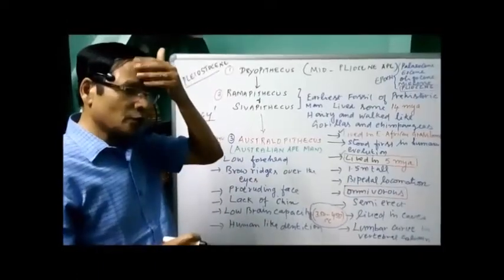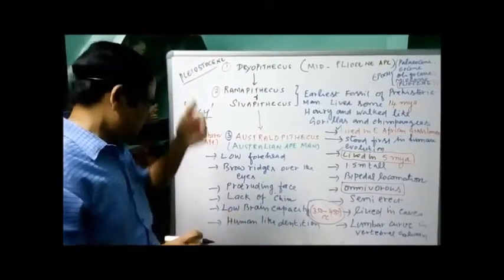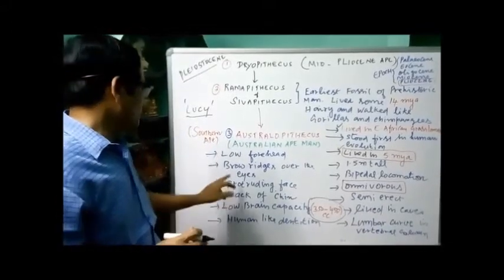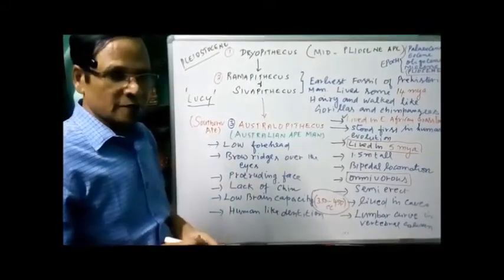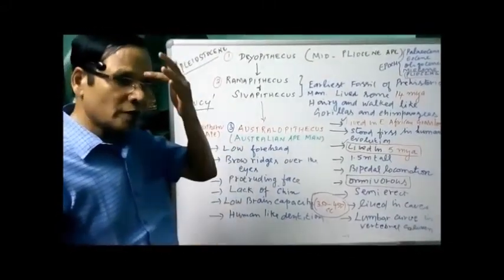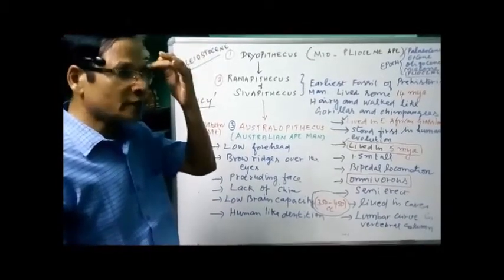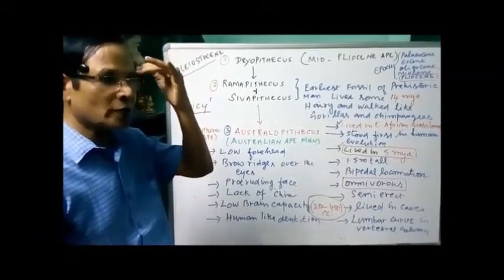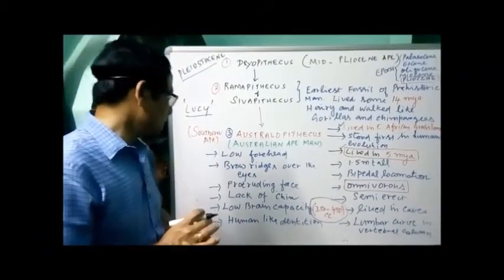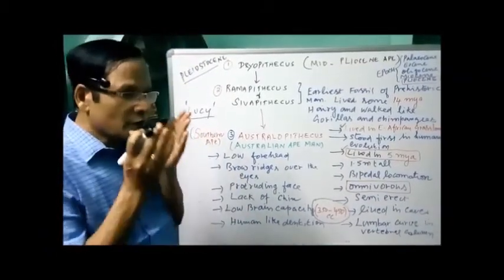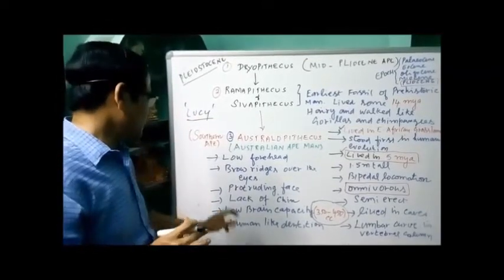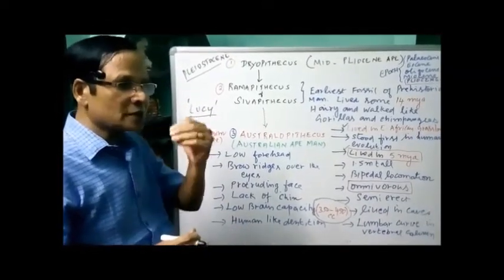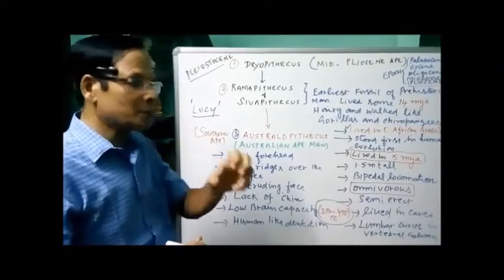Low forehead, the forehead is very low, lying at a low level. Then broad ridges over the edges, over the eyes. So we have a large ridge, and there we had what are called eyebrows, raised, that is, broad ridges. Protruding face, the face is protruding forward. The lack of chin: the jaws are protruding but the chin is normally suppressed.